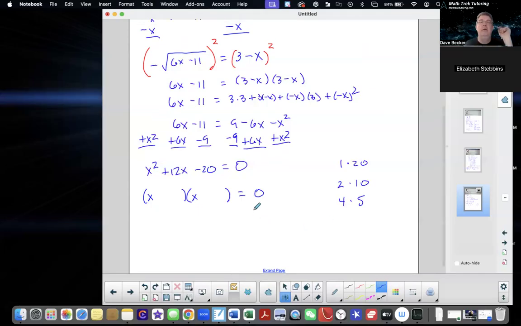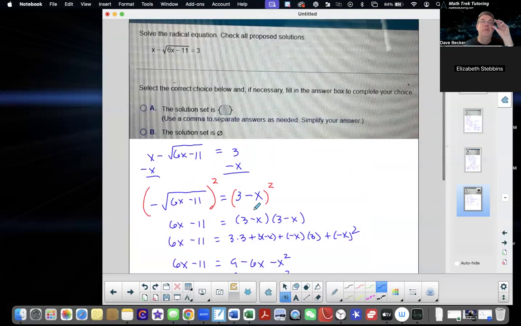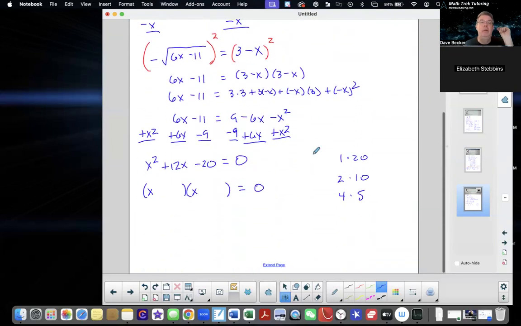So it could mean there's no solutions. Did you learn the quadratic formula? Unfortunately. That is a good answer. That's a really good answer.